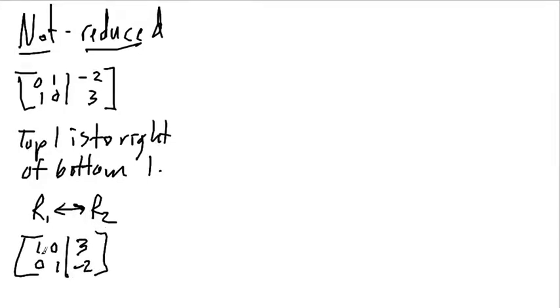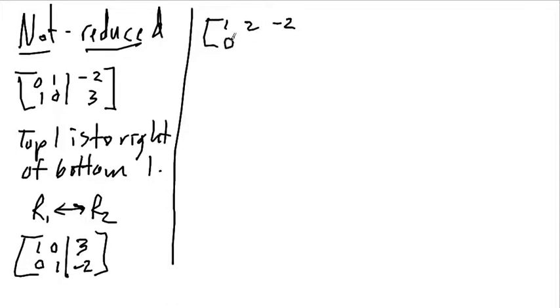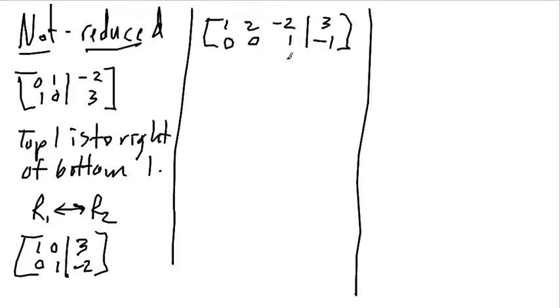Great. I swap the rows. Now this one is to the left of this one. This one is to the right of this one. How about this example? Let's take 1, 2, negative 2, 0, 0, 1, and then over here 3 and negative 1. What is the problem here?